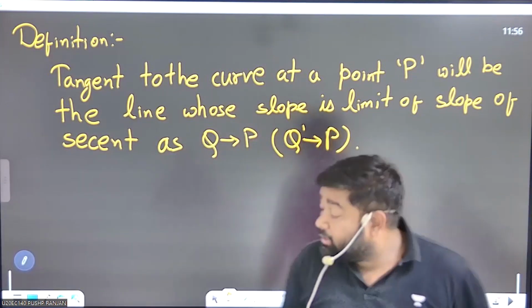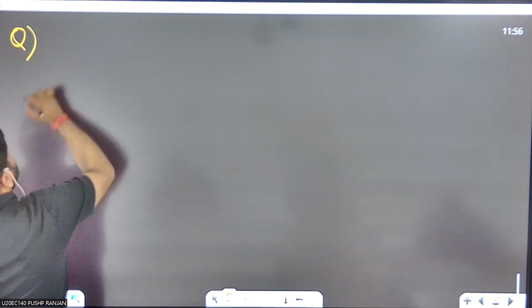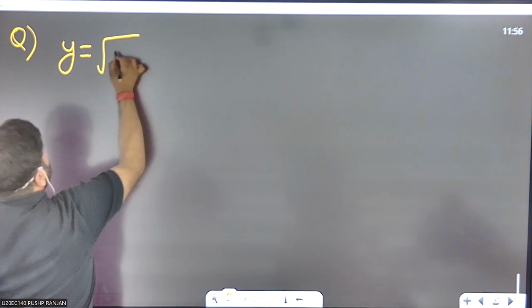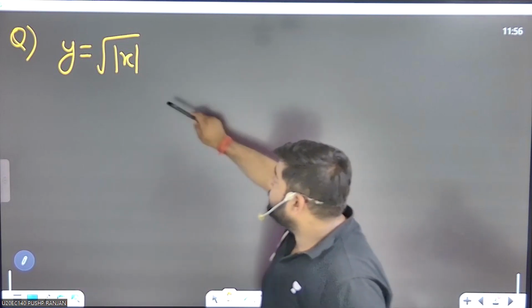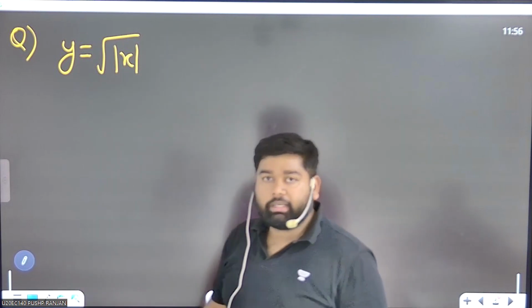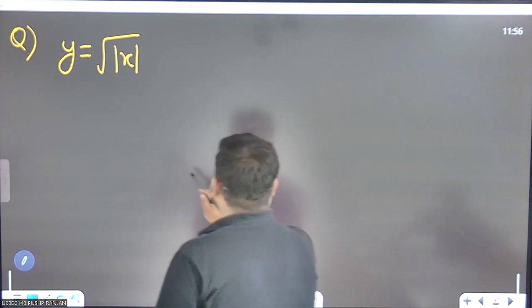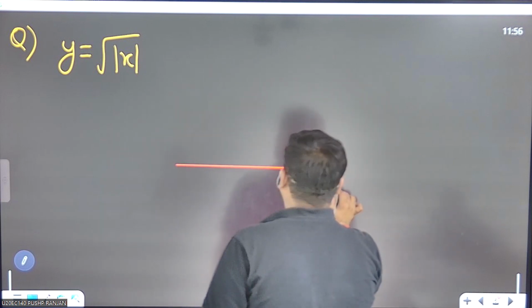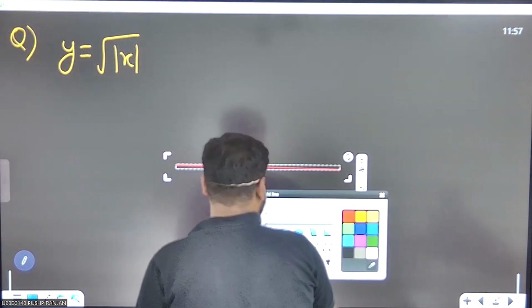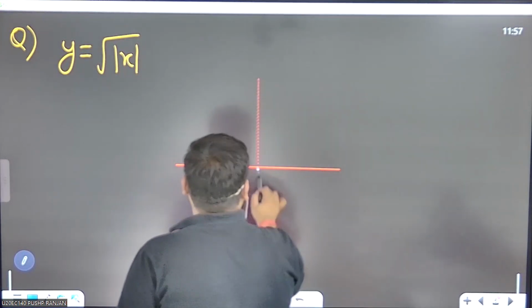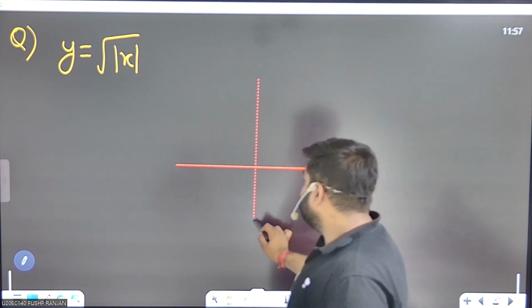Now let's take an example to understand it more. The example is y equals root mod x. As we have already discussed the graph of this in the functions, do you remember? I am going to recall it for you. I have told you to remember this graph as the shape of a bird. This is just for remembering. We are talking about y equals root mod x at the point (0, 0), basically the origin.